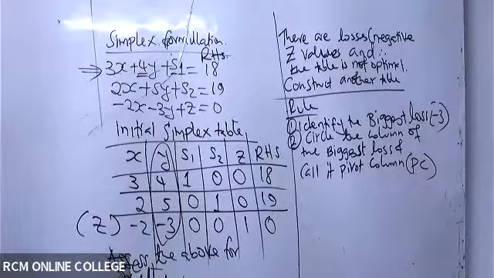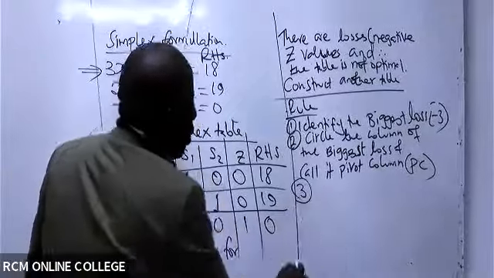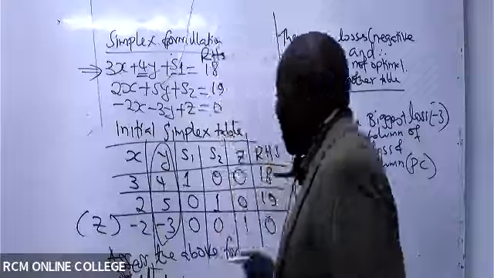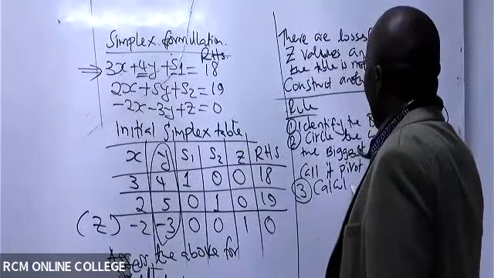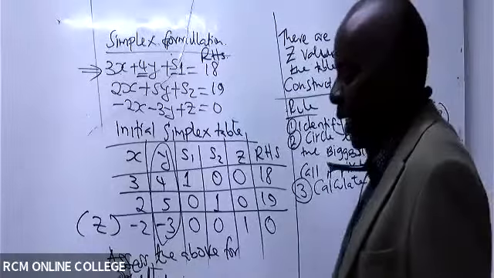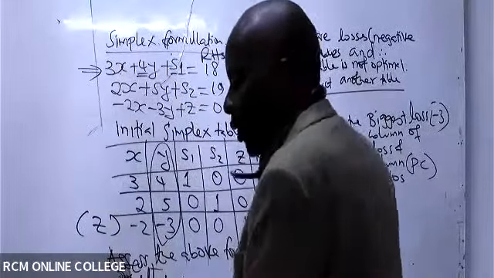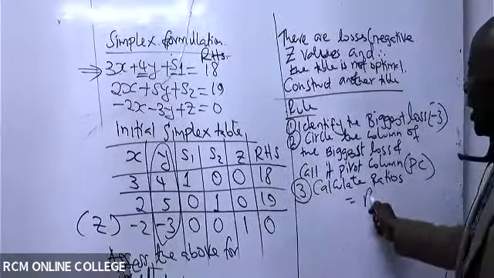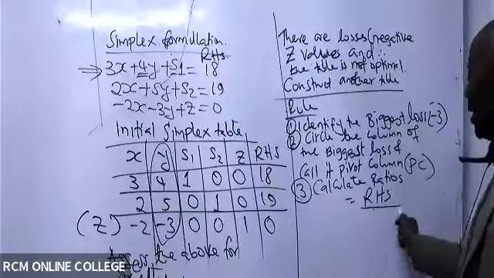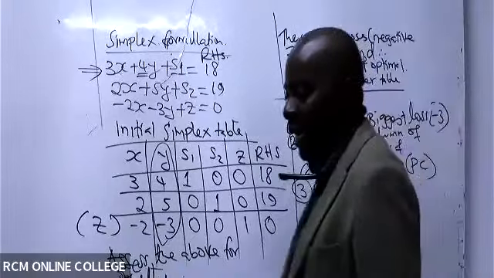Now after that, the third step: calculate ratios. Step number 3, calculate ratios. How do we get these ratios? To get the ratios, my friends, you take the right-hand side and divide it by the pivot column elements.